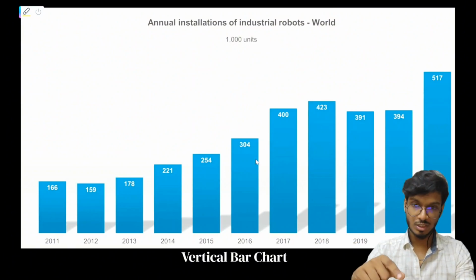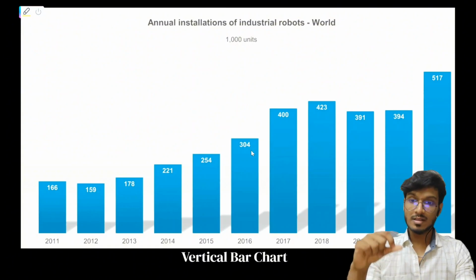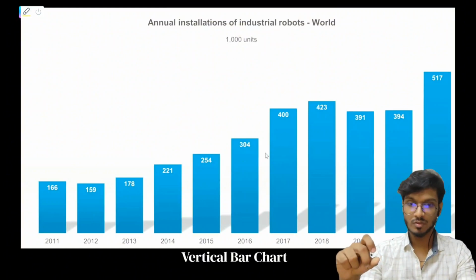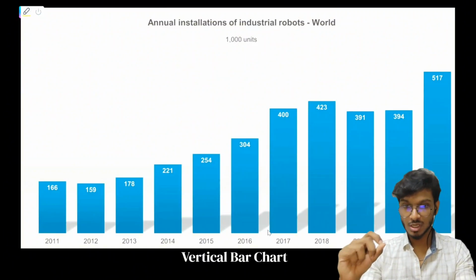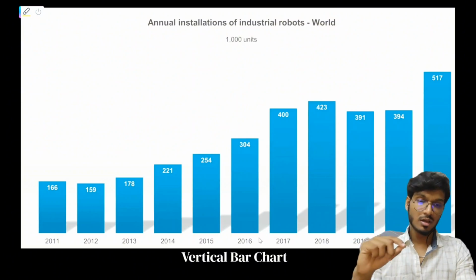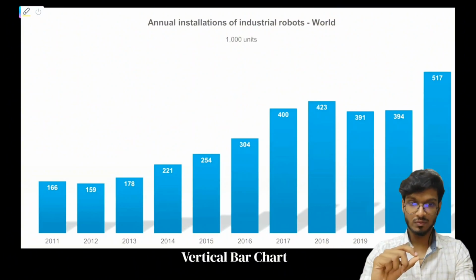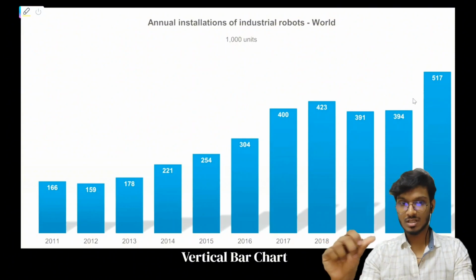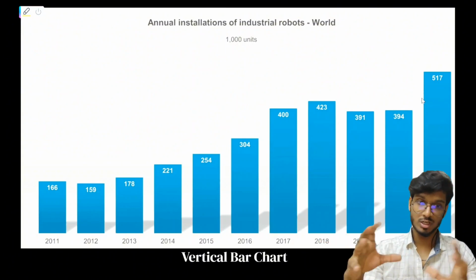Similarly, if we see here in 2016, 3,04,000 units were installed. What we should do is multiply the number by 1000, so we will get the total value of units installed in that particular year. The highest was in 2021. 2021 is 517 into 1000, like 5,17,000 units were installed.